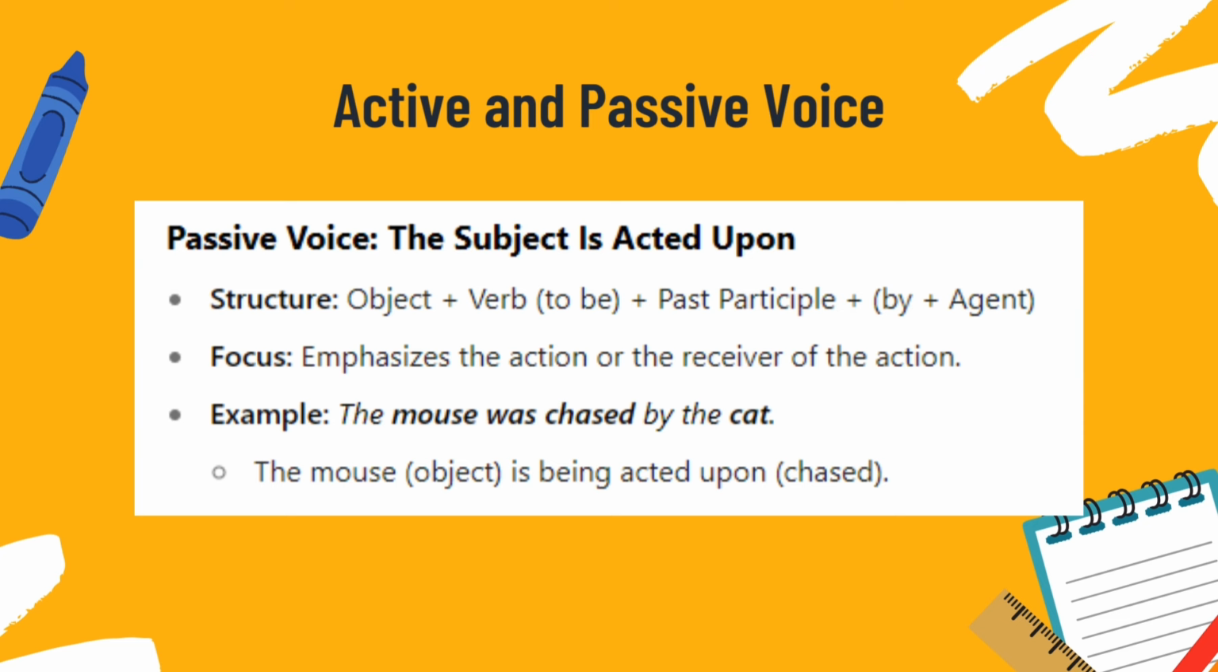Okay, when we say passive voice, the subject is acted upon. The structure: object, plus verb to be, plus past participle, plus by, plus the agent. Focus, it emphasizes the action or the receiver of the action. Yan. So, the object, okay, for example, the mouse was chased by the cat. Okay, the mouse, which is the object, is being acted upon. So, siya yung hinahabol. Siya yung nagre-receive ng verb or ng action sa sentence. Okay.